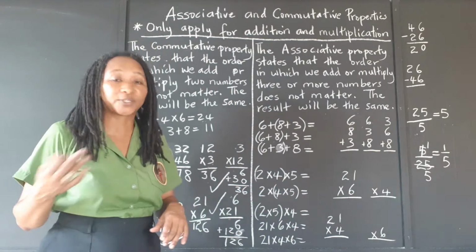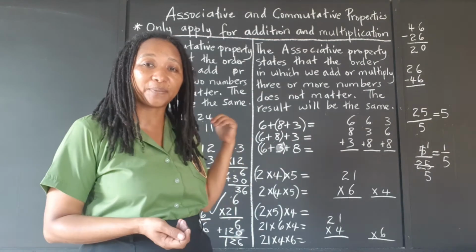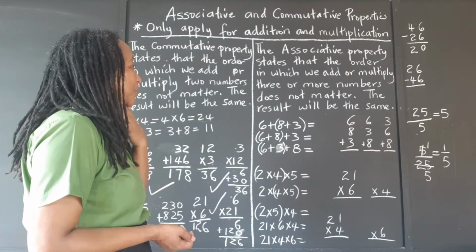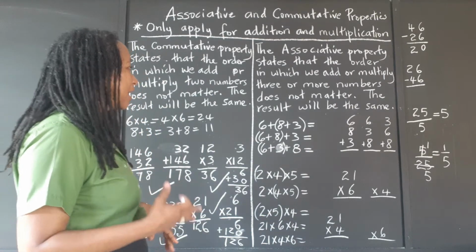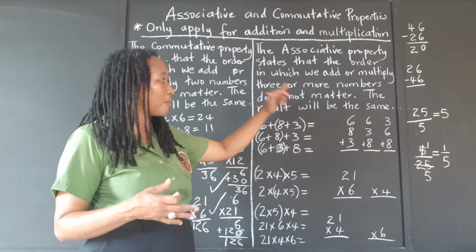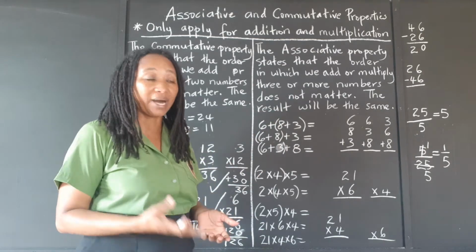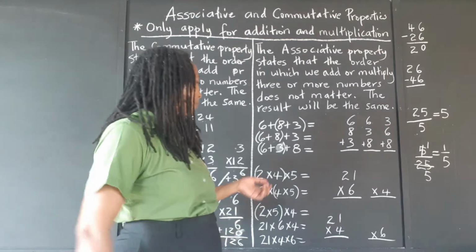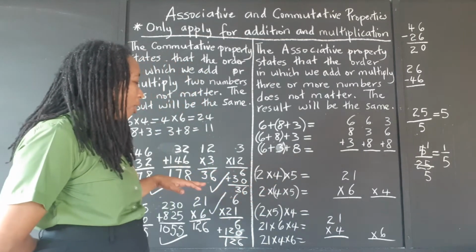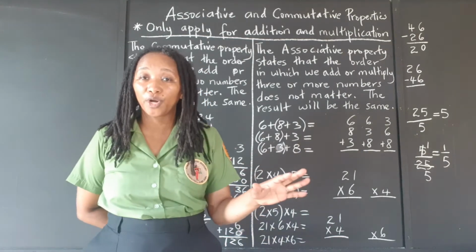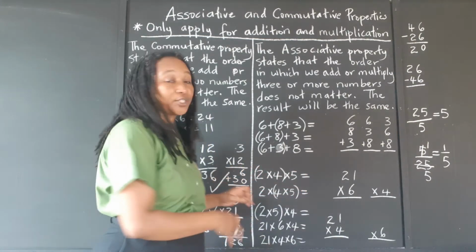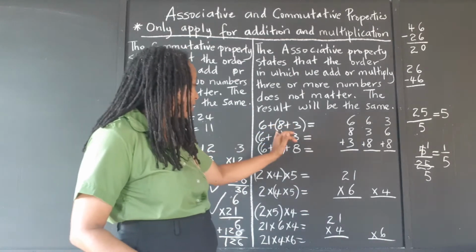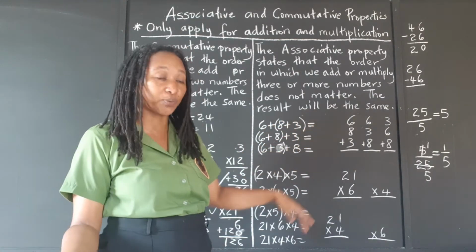So let's look at the associative property. It's very similar to the commutative property. The associative property states that the order in which we add or multiply three or more numbers does not matter. The result will be the same. So what this means is, if you are adding or multiplying three or more numbers, it doesn't matter which two you start adding first. The bracket tells us which two we would start with.